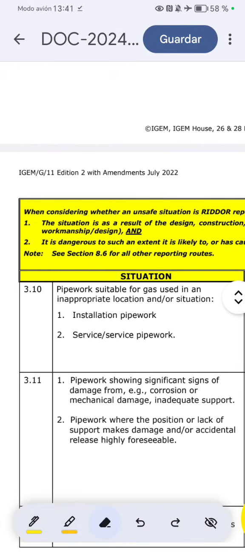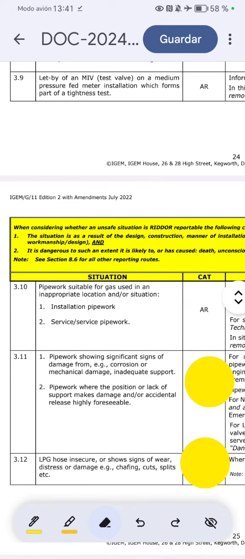All right, 3.10. Pipework suitable for gas used in inappropriate location and or situation. Going to say at risk. If I get 3 wrong, I think I'm going to just say that I failed. I'm only allowing myself 2 wrong. I'm going to keep going for the sake of you guys, but I'm going to say I failed.